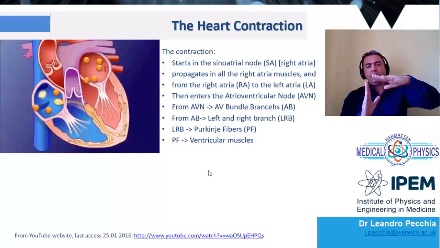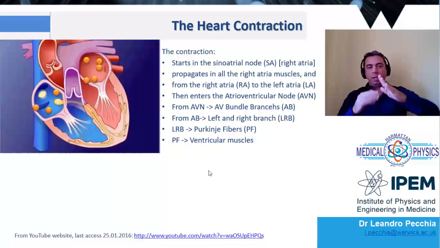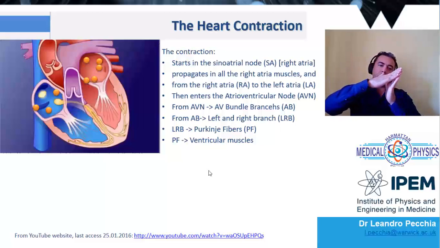Therefore, this contraction is made in a way that it maximizes the ejection of blood. So if the contraction is starting from the apical part of the ventricle, this means that this contraction is not creating turbulence towards the blood which is flowing through the valves which separate the atria from the ventricle. If it starts from the top to the bottom, this is maximizing also the ejection of blood.